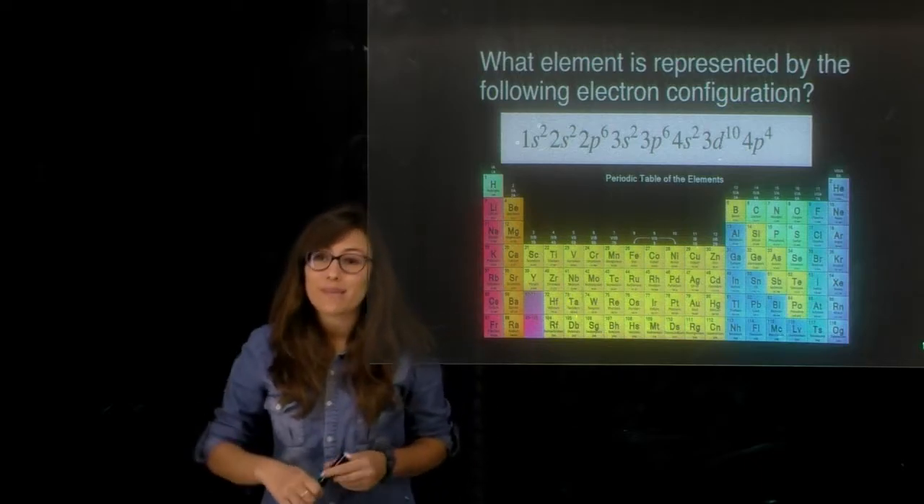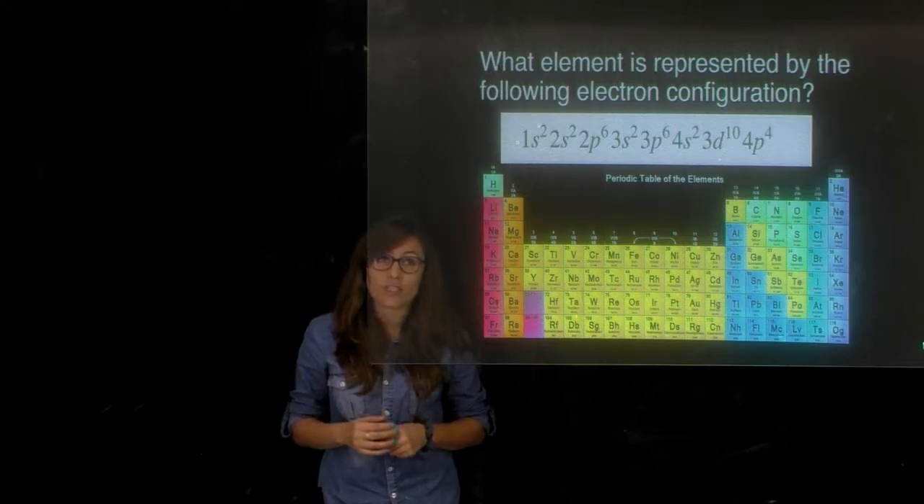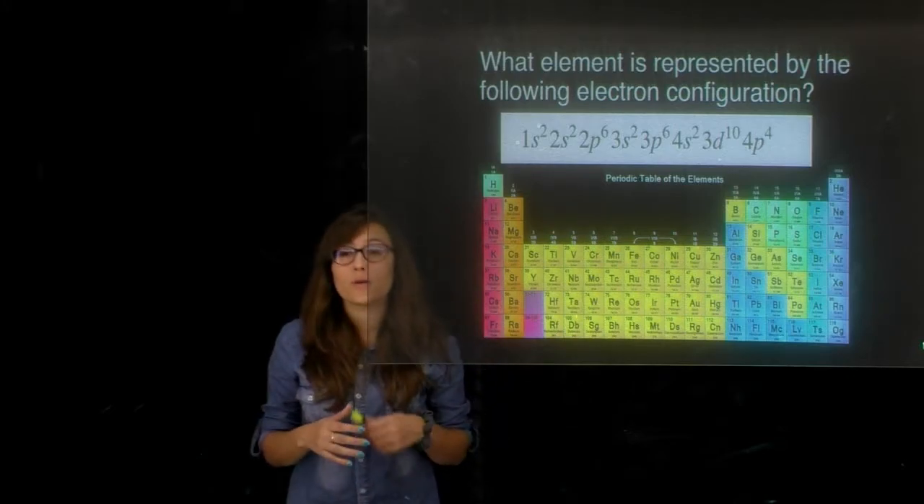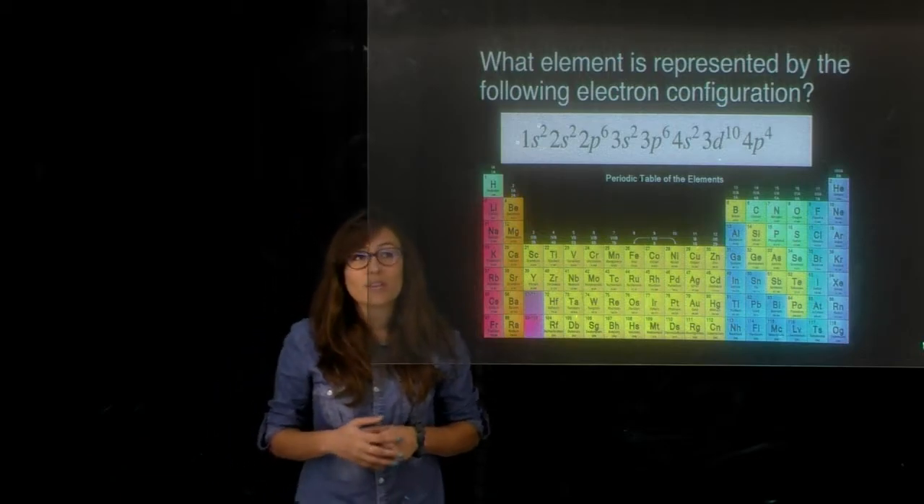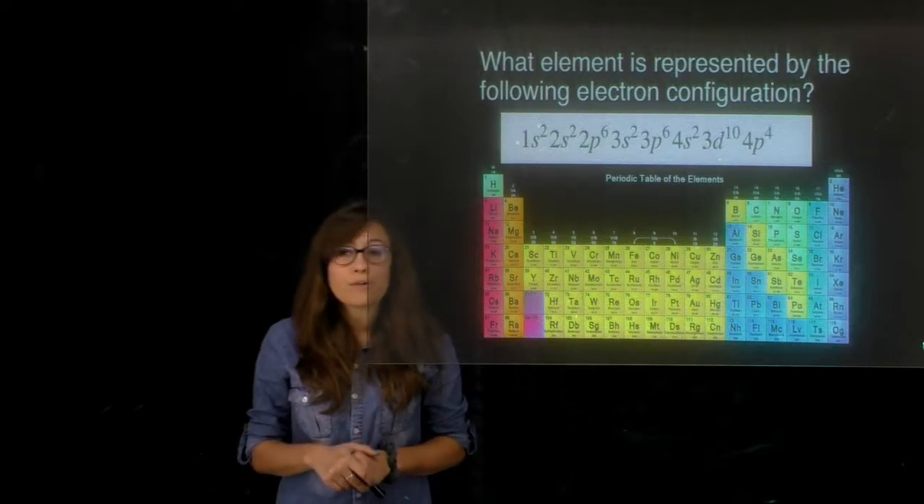The question we're going to be answering is, what element is represented by the following electron configuration? They give us 1s2, 2s2, 2p6, 3s2, 3p6, 4s2, 3d10, 4p4.